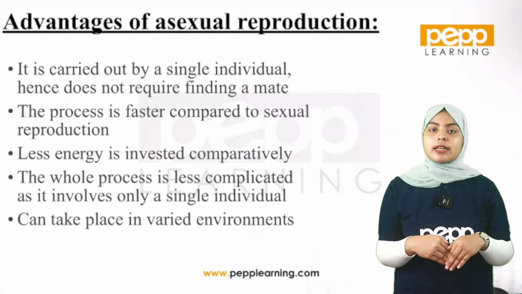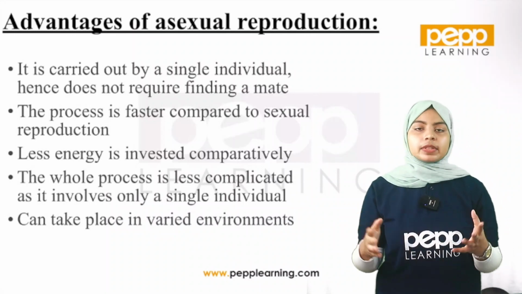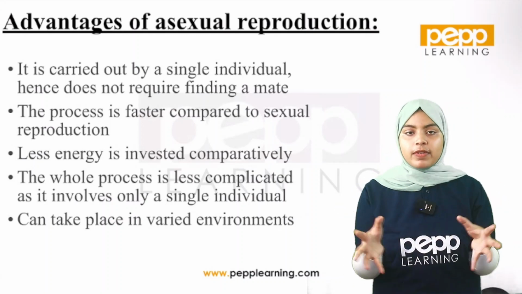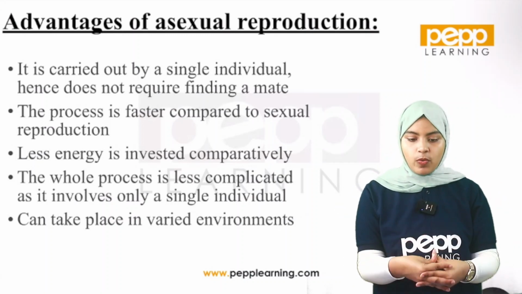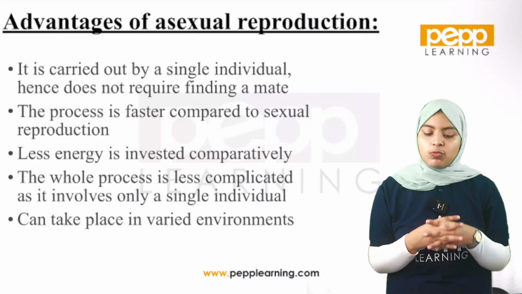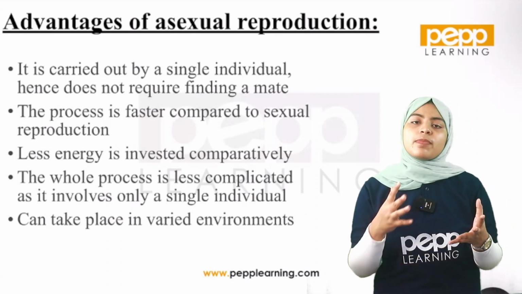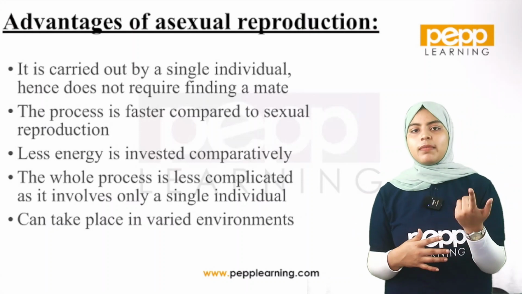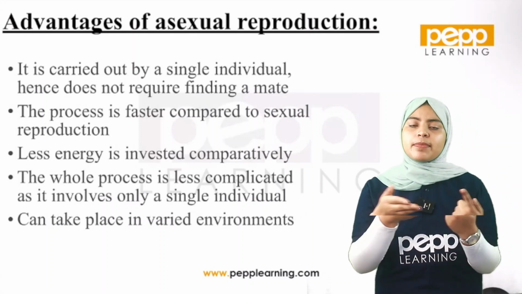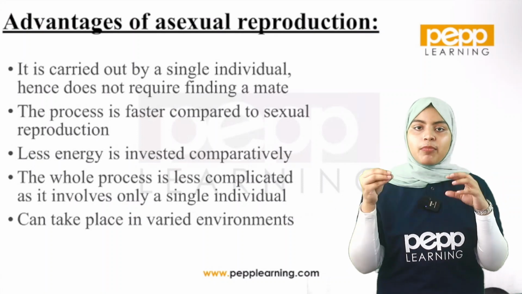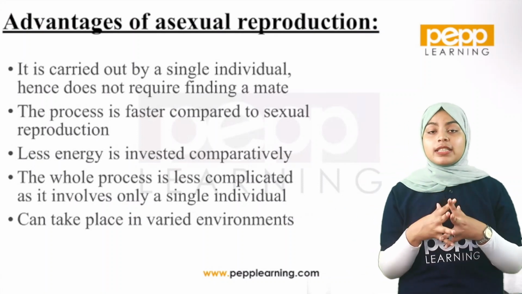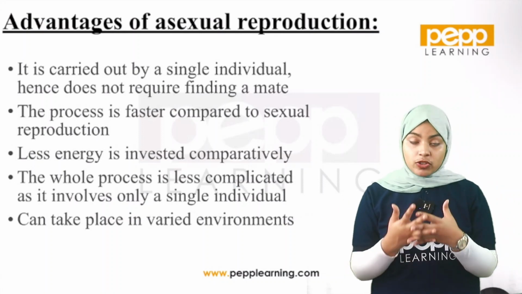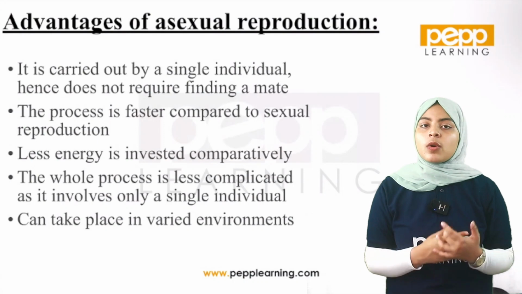Only one single parent is involved, and obviously if two parents are involved, a lot of effort and participation is required. Whereas in asexual reproduction it is only one parent, so the process is easy and it does not require any mate. It's just one organism reproducing from its body itself, and this process is faster.